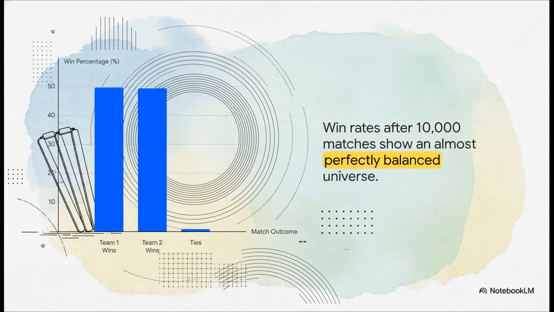The team batting first won about 49.8% of the time, and the chasing team won 49.5%. This is huge. It proves the simulation is fair, that it has no built-in bias. It's a truly level playing field.